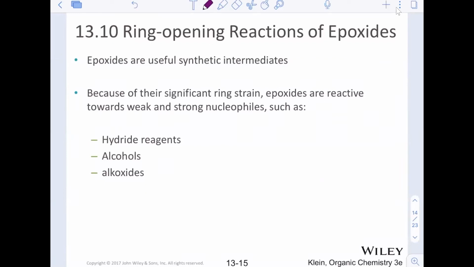We saw a weak nucleophile, H3O+, before in chapter 8. We are going to see strong nucleophiles such as hydride reagents, alkoxide reagents, and other alcohols we will also see as a weak nucleophile. So strong, weak, very similar to our water. We will have an acid and an alcohol. And then alkoxides are strong nucleophiles. These are RO minuses.